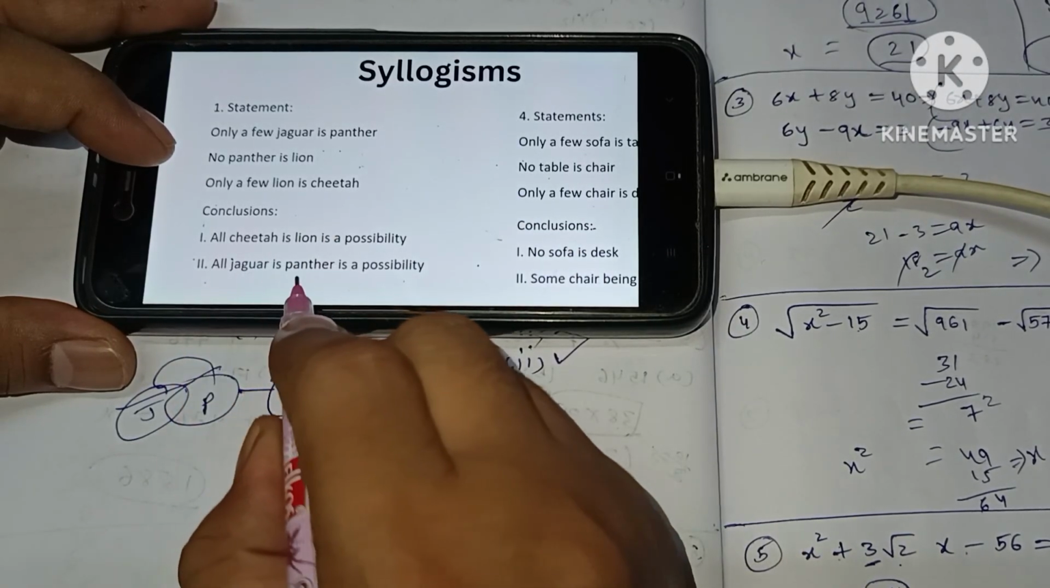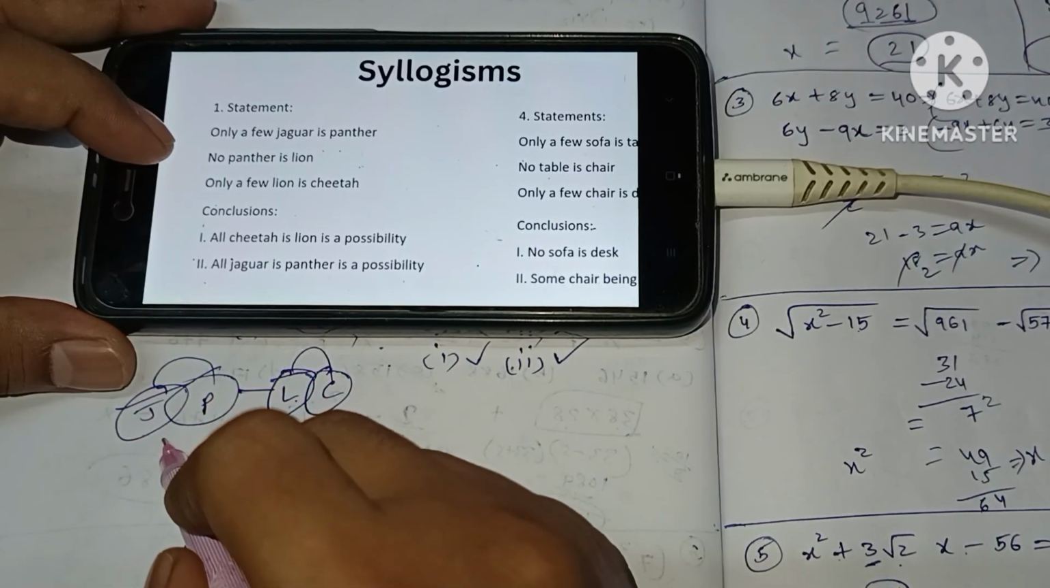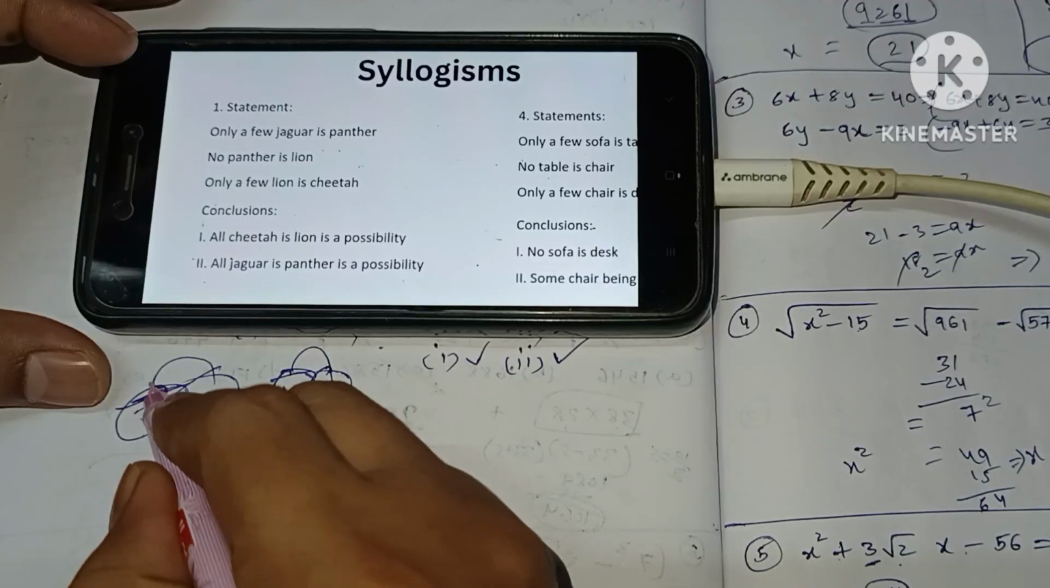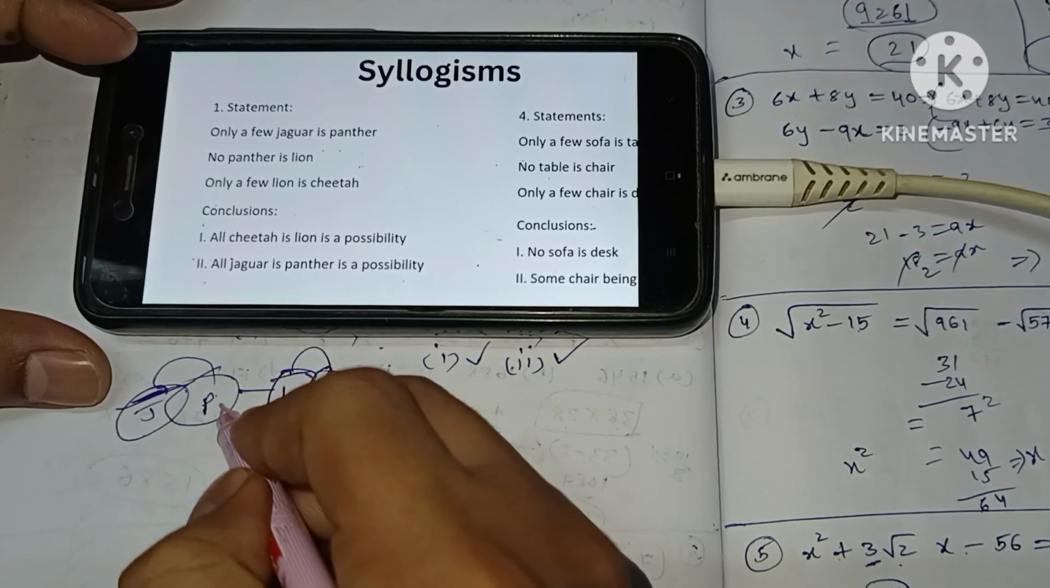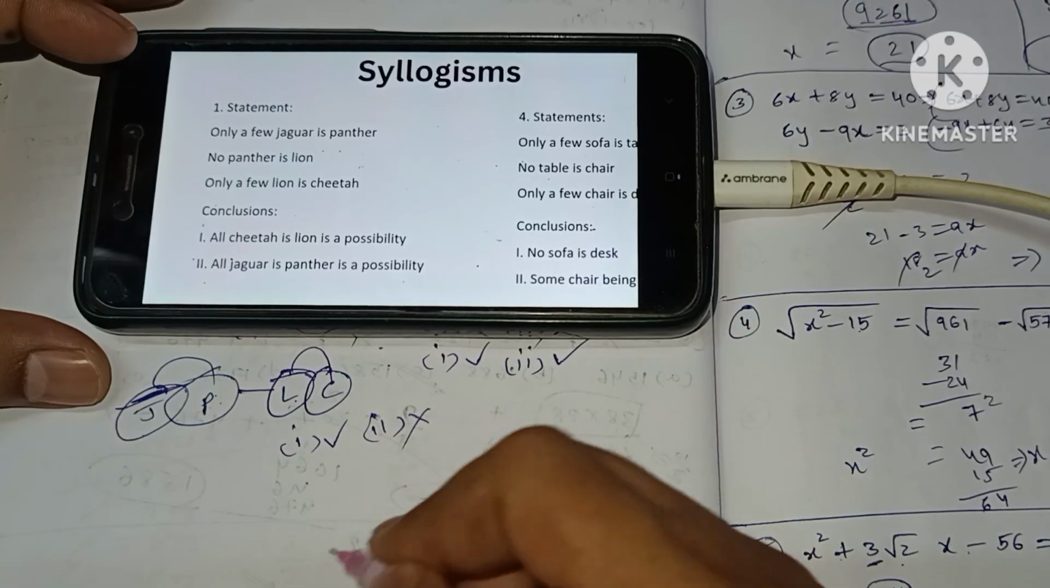Second conclusion, all jaguar is panther is a possibility. All jaguar inside panther. No, it is not possible because this part is not sharing with the panther. So all jaguar cannot be placed inside panther. So second conclusion will be false.